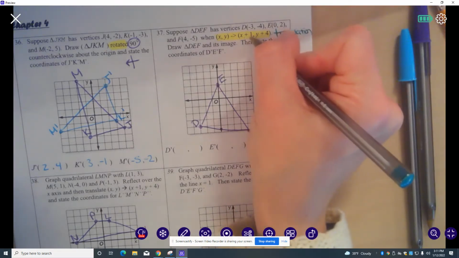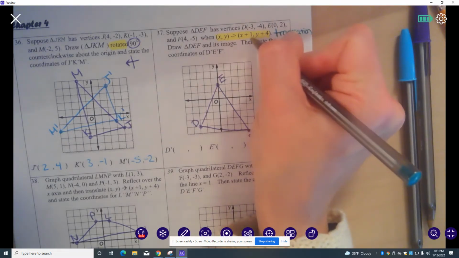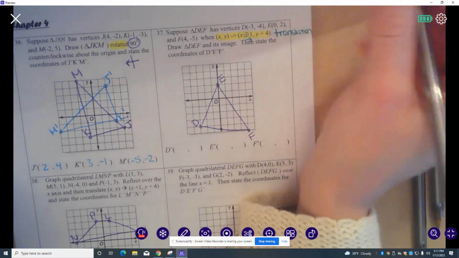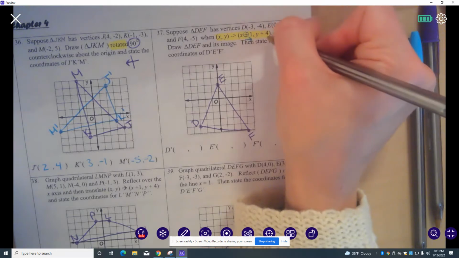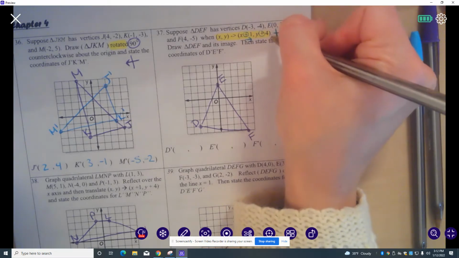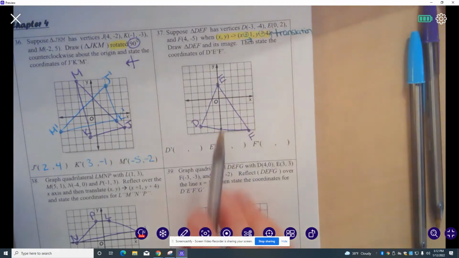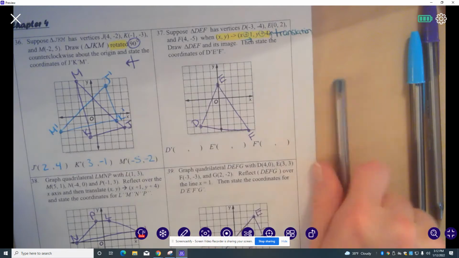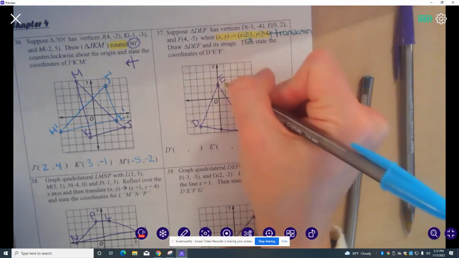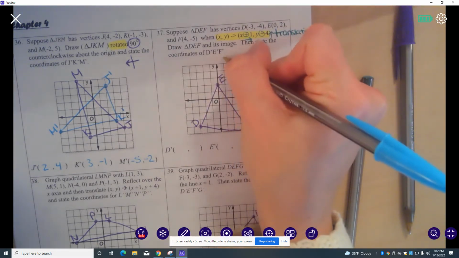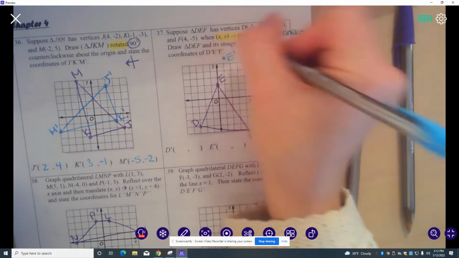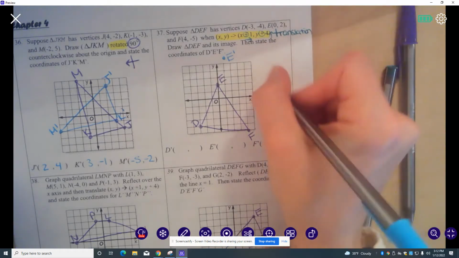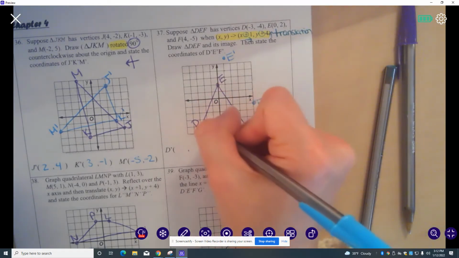Our first number here tells us whether we're going to move left or right, but since it's positive, we're going to move right 1. Our next number tells us if we're moving up or down. Since it's positive, we're going to move up 4. So all I'm going to do is take each point and shift it 1 right and 4 up. This one went off the graph just a little bit. Don't forget your primes.